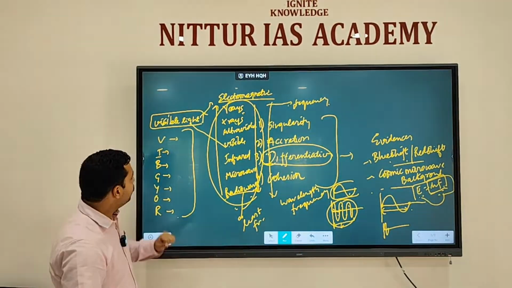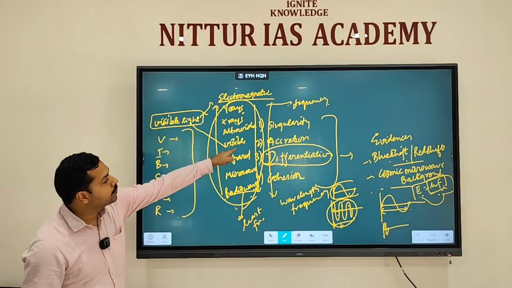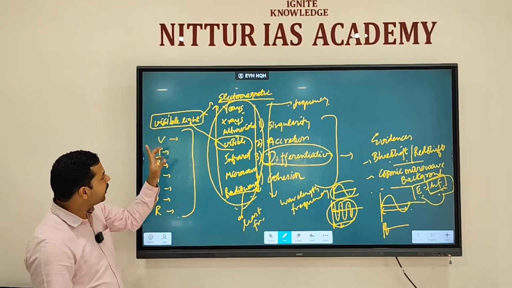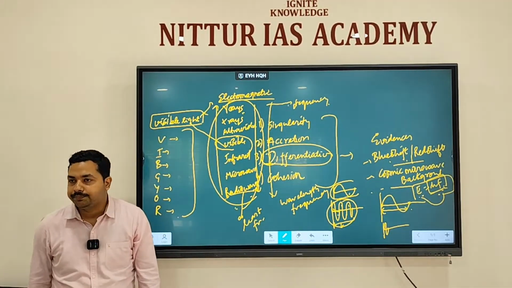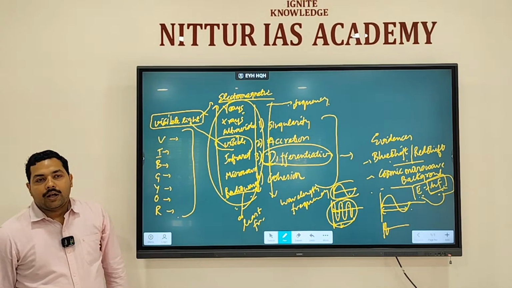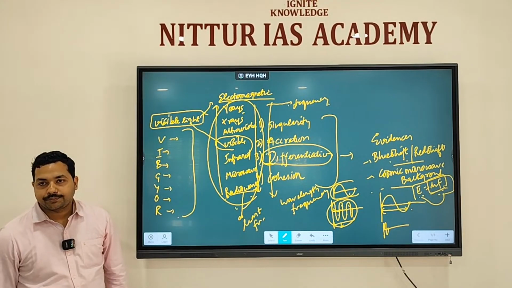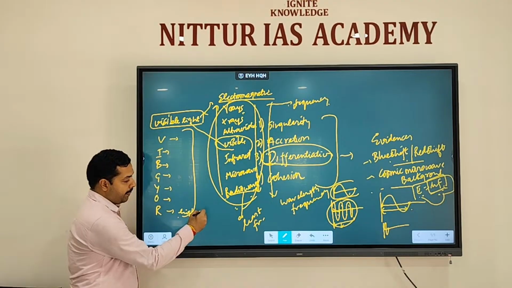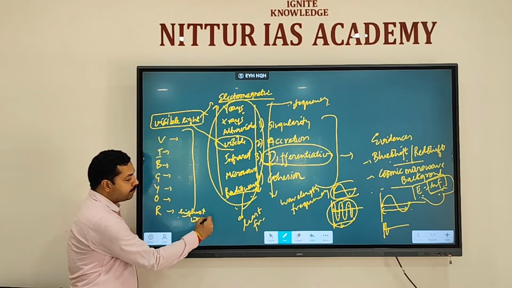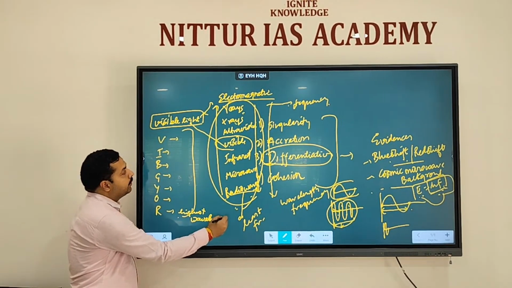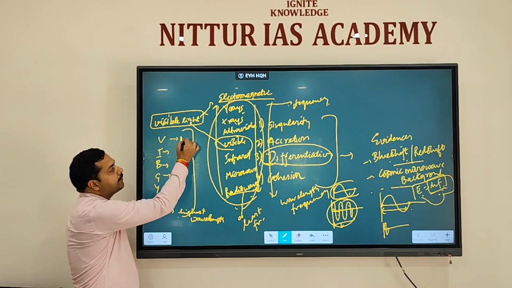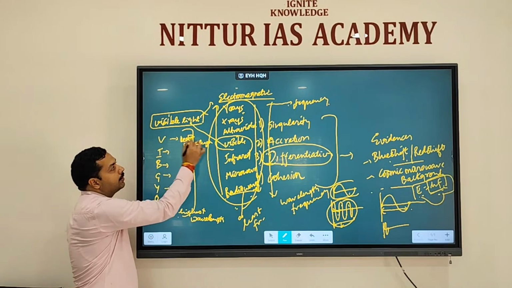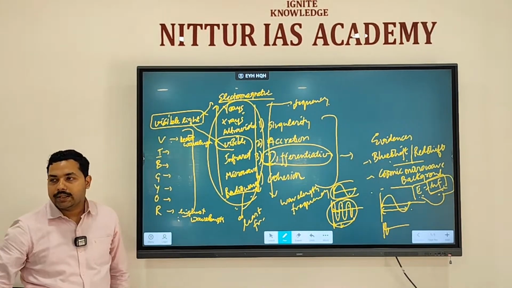Clear? Now out of this visible light, which has a higher wavelength, which has a lower wavelength? Red has the highest wavelength. Violet has the least wavelength. So violet will have more frequency. Red will have lesser frequency.